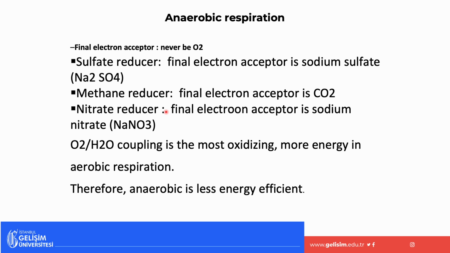Now, it's true that oxygen is the most oxidizing final electron acceptor, and as a result, aerobic respiration is generally more efficient than anaerobic respiration. And the reason for that is because oxygen and water coupling allow for the transfer of more electrons and the production of more ATP. However, anaerobic respiration can still be an important metabolic strategy for organisms living in environments where oxygen is scarce or absent.